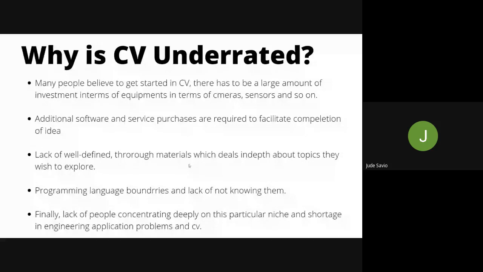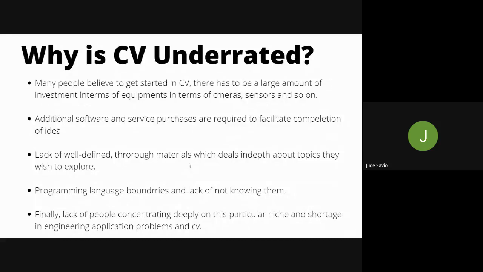Many people believe that to get started in CV there is a large amount of investment required in terms of equipment, in terms of cameras and sensors. But that is not the case, and in terms of software as well, that is not the case usually. Additional software and service purchases are also believed to be required to complete even a small proof of concept, which is also not true, because there are a lot of third-party open source solutions where you can register for a free trial account, and you can start using their tenant for hosting your solutions and creating your own models as well.